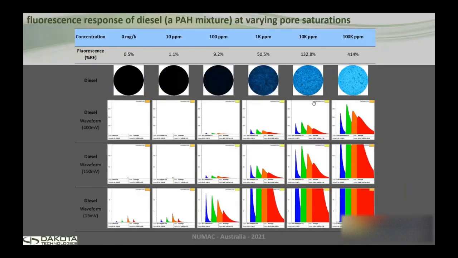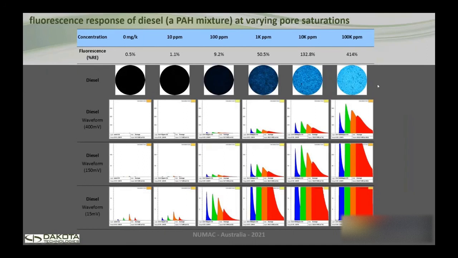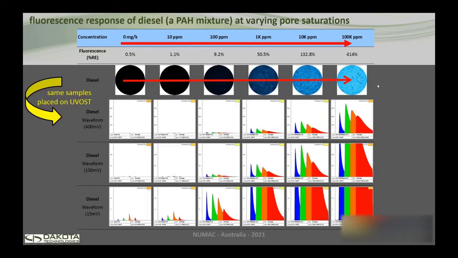Now, if we took those same soils, okay, and put those on a UVOST, you can see that the waveform gets larger and larger and larger with increasing pore saturation, and that's kind of the ideal behavior. For any one type of fuel on a fixed type of soil, you're going to get a nice, linear behavior of how the signal increases, the fluorescence increases with concentration.